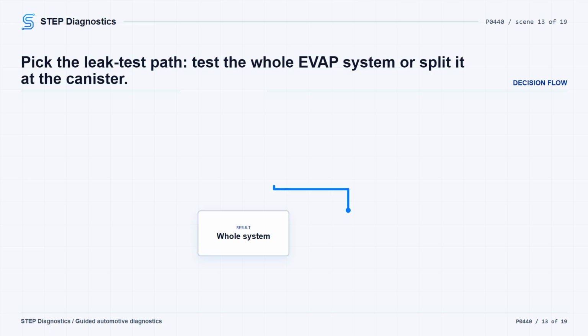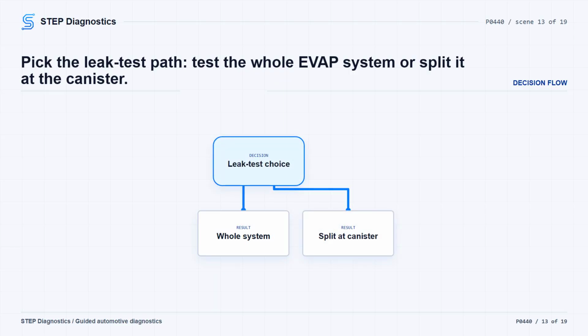You can test the whole EVAP system as one assembly, or you can split the system at the charcoal canister and isolate the fuel tank side from the fresh air and canister side. Either approach is valid. The important part is to follow the result instead of jumping ahead.